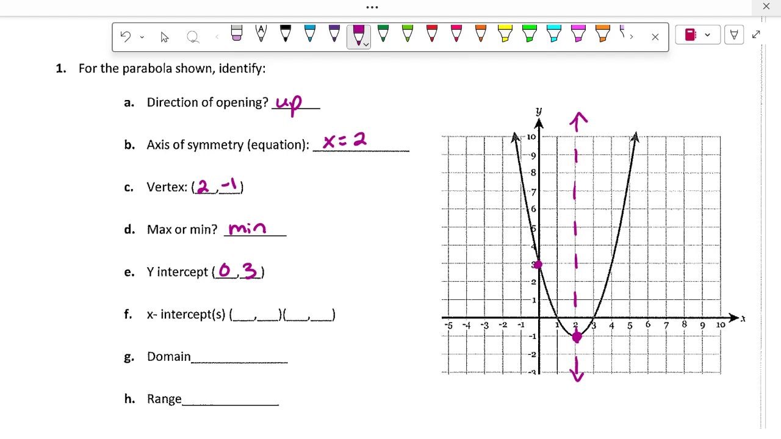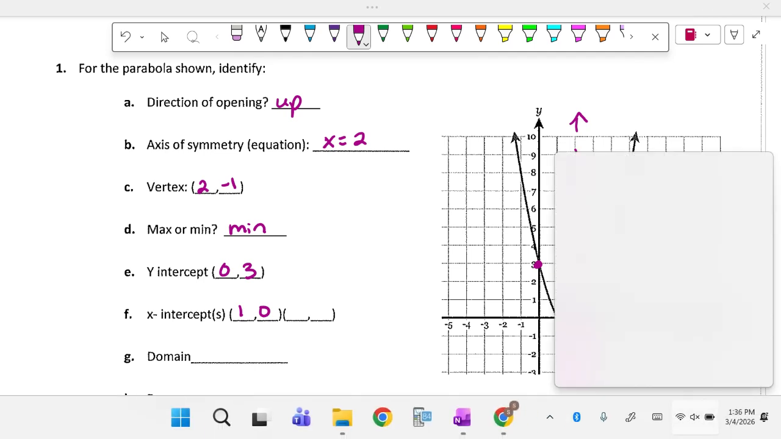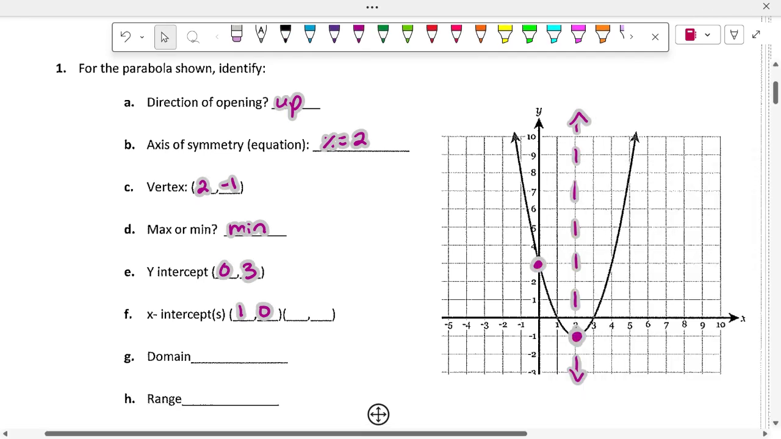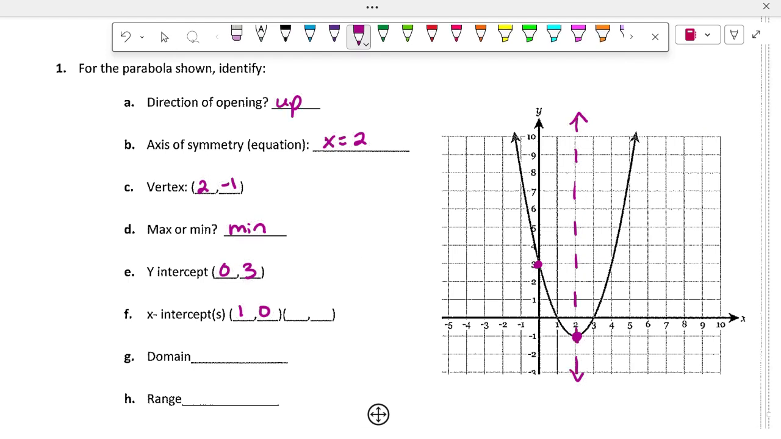All right, what is one of the x-intercepts, Allison? Good. What's the other x-intercept, Abe? 3, 0. Good. So 3, 0.